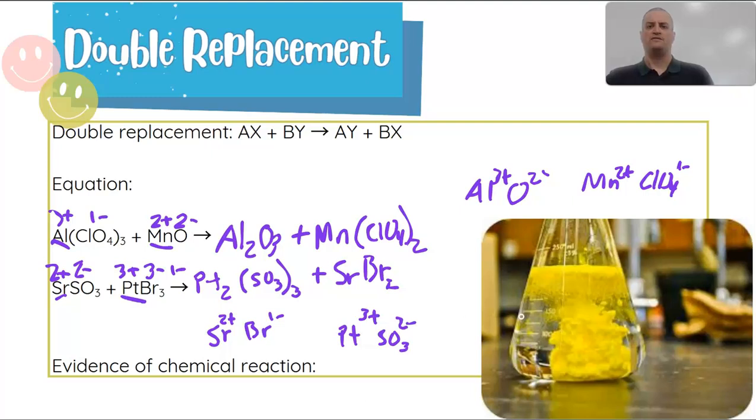All right. Evidence of a chemical reaction here. We've got a color change going from clear liquids to a yellow. Now down to our last one. Our last one being combustion.